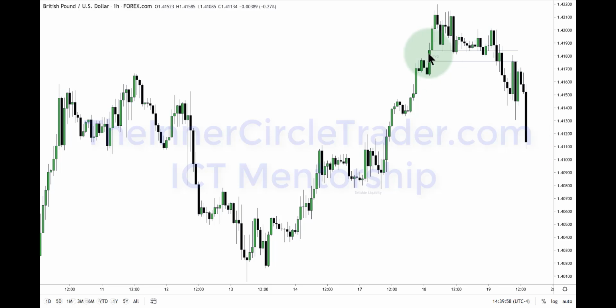Hourly chart, you see a fair value gap here, extend that out in time, optimal trade entry, beautiful run on sell side liquidity, back down into this consolidation in here.